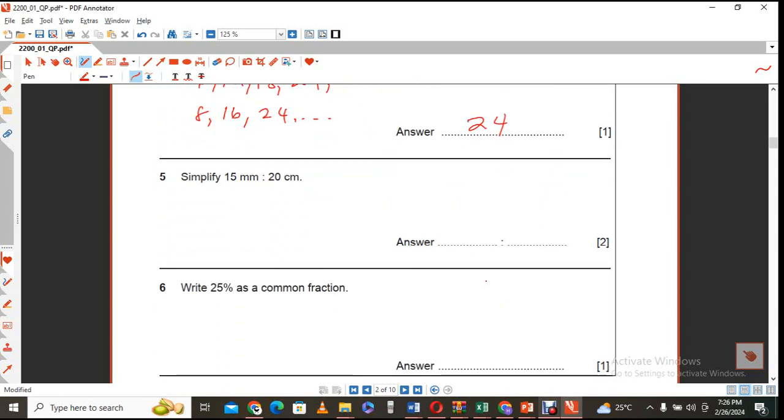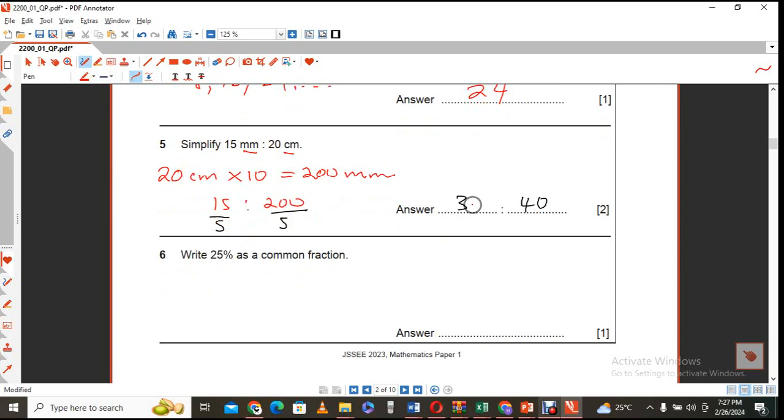Right, this is a ratio, but you can see the units are not the same. So let us change the centimeters to millimeters by multiplying by 10. That gives you 200 millimeters. So basically this is 15 to 200 now, and we have to leave it in its simplest form. So look for a number that goes into both. 5 goes into 15 3 times, and 5 goes into 20 4 times, and you just add the 0, and that would be the final answer. Please do not write the units anymore.